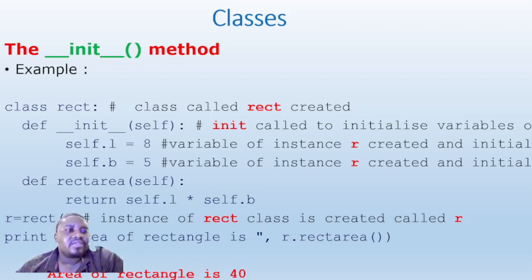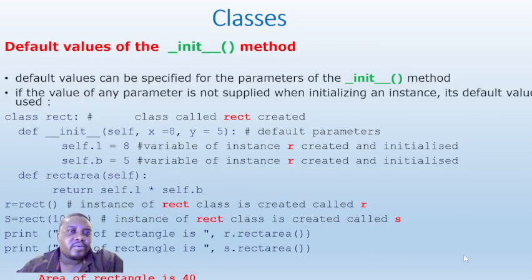So r equals what? It equals Rect. So Rect is the name of a function, it is the name of a class. After that you are going to print what? You are going to print the area of a rectangle is r.area. That's how you're going to do it. So let's proceed with our class.